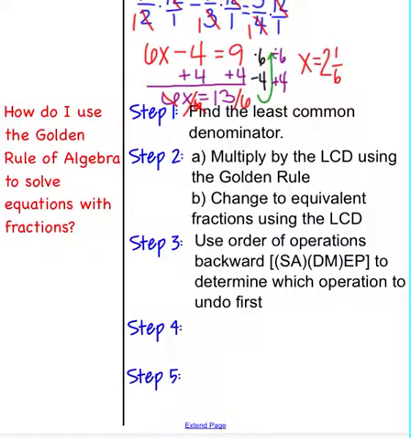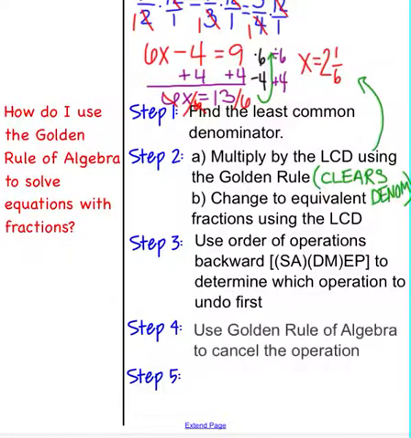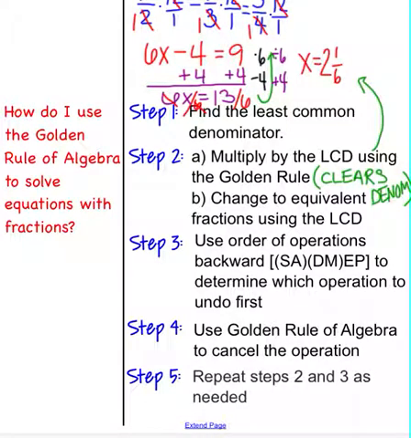So to summarize, you find the least common denominator, and you either, and this method, which is what we did first, we multiplied by the least common denominator using the golden rule, and that clears the denominator. So I put denom for denominator. You can also change to equivalent fractions using the LCD and solve that way. And then using order of operations backwards to determine which operation to undo first, using that golden rule to cancel the operation, which is what we did after we simplified, and then repeating as needed.